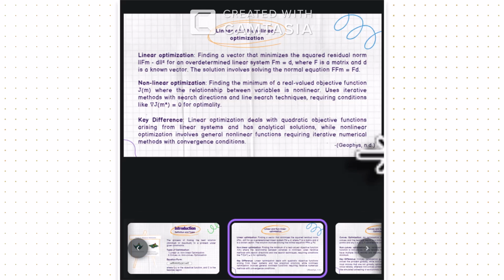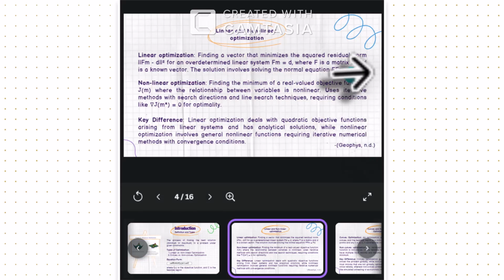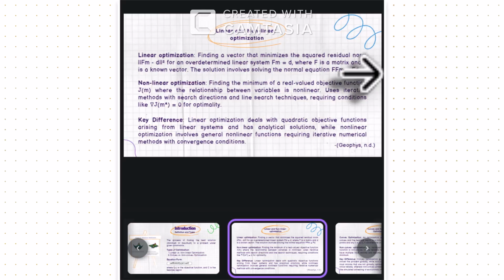In linear optimization, we usually deal with problems where the relationships are linear. A classic example is solving an overdetermined linear system where we have more equations than unknowns. Mathematically, this can be written as Fm = d, where F is a known matrix, m is the vector of unknowns, and d is a known vector. Since the system is overdetermined, we can't find an exact solution that satisfies all equations. So instead, we try to minimize the squared residual error.